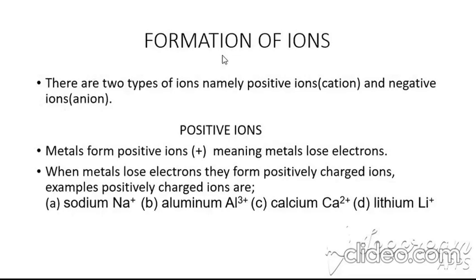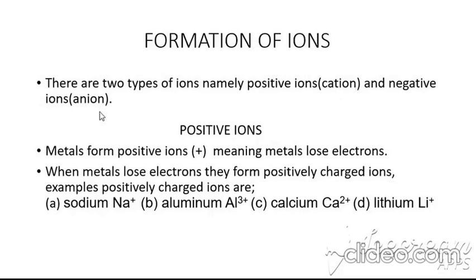Formation of ions. This part is very important under ionic bonding, because ionic bonding involves interaction of positively charged ions with negatively charged ions. So there are two types of ions, namely positive ions, which we call cations, and negative ions, which we call anions.